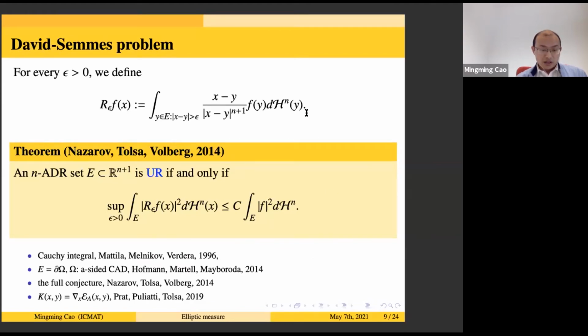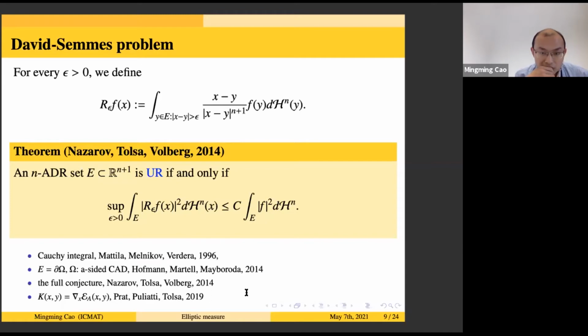Its definition. The full conjecture was solved by Nazarov, Tolsa, and Volberg in 2014. Before that, in 1996, Mattila, Melnikov, and Verdera showed that the David-Semmes problem holds for the Cauchy integral, that is, in dimension 2. In 2014, Hofmann, Martell, and Mayboroda proved the case where E is the boundary of a one-sided chord-arc domain. And recently, this result has been extended to the gradient of the single layer potential by Conde-Alonso, Villa, and Tolsa, proved in 2019.